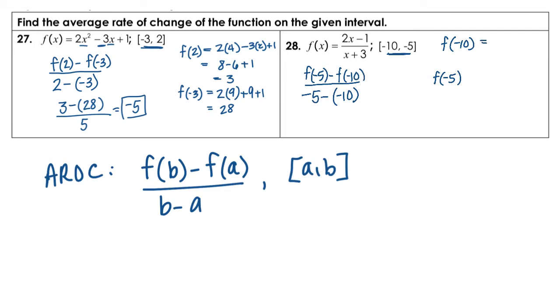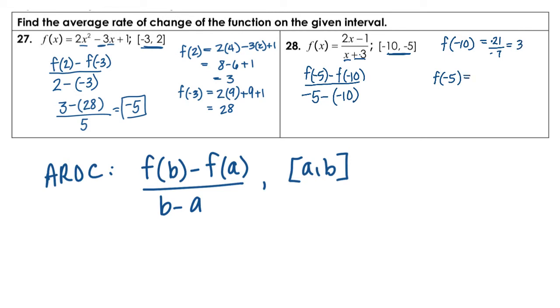So f at -10, in the numerator we're going to have -20, and then minus 1, so -21. In the denominator, we're going to have -10 plus 3, so -7. So that's going to give us a +3.